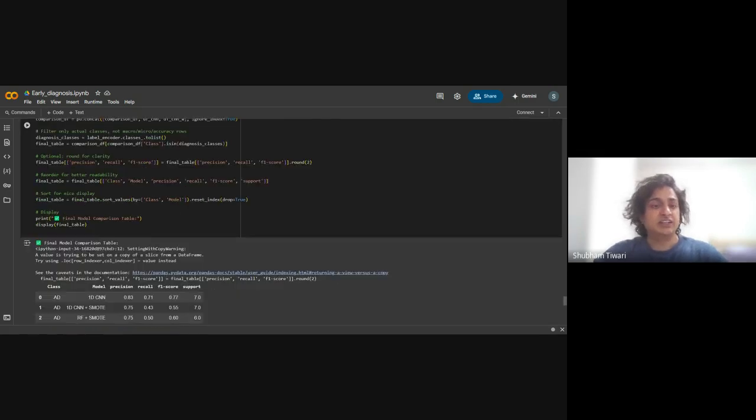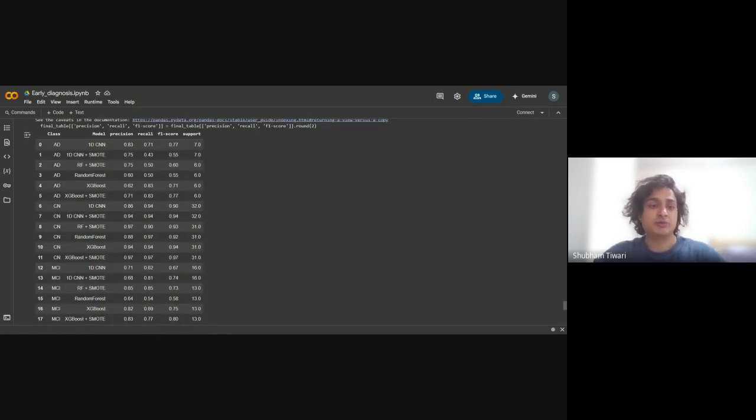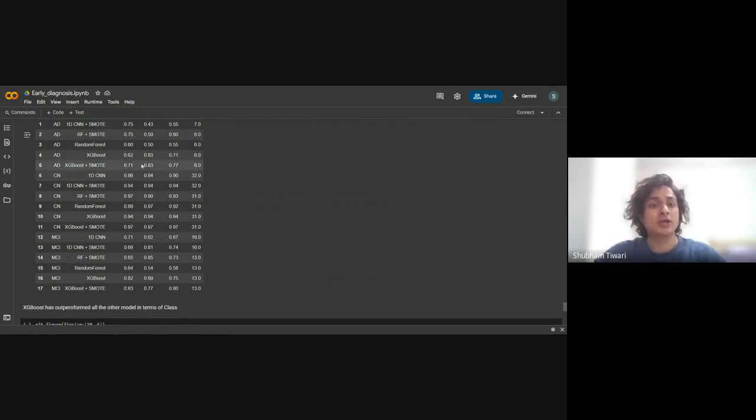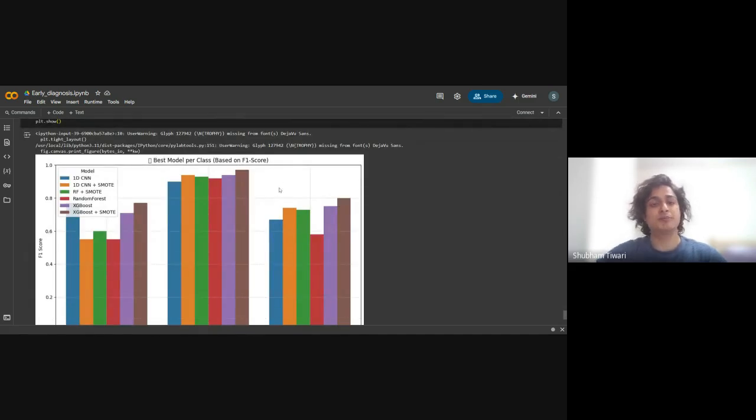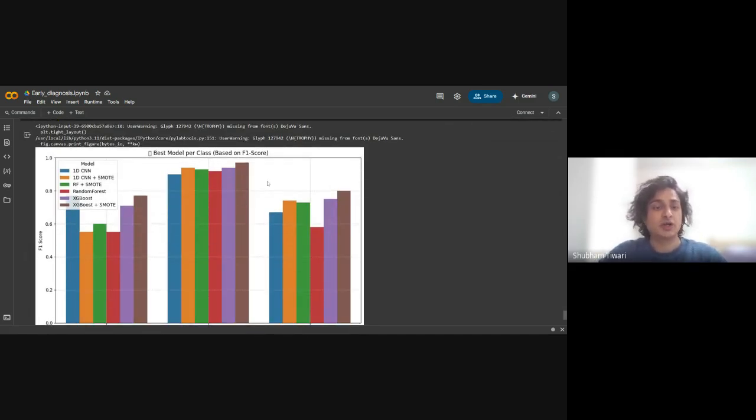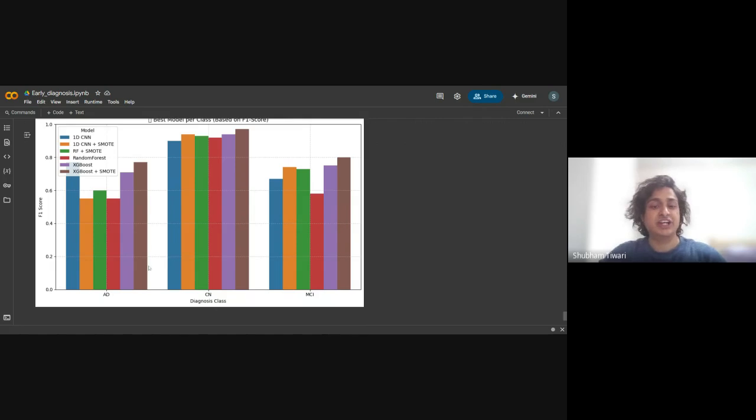This indicates that, if you take a look at the overall performance, the XGBoost with SMOTE data did very well. This is our best model as per the classes. If you take a look at all classes AD, CN, and MCI, XGBoost with SMOTE performed the best among everything. This might be because of the distribution of the data, where CN is the most represented class. Thank you.